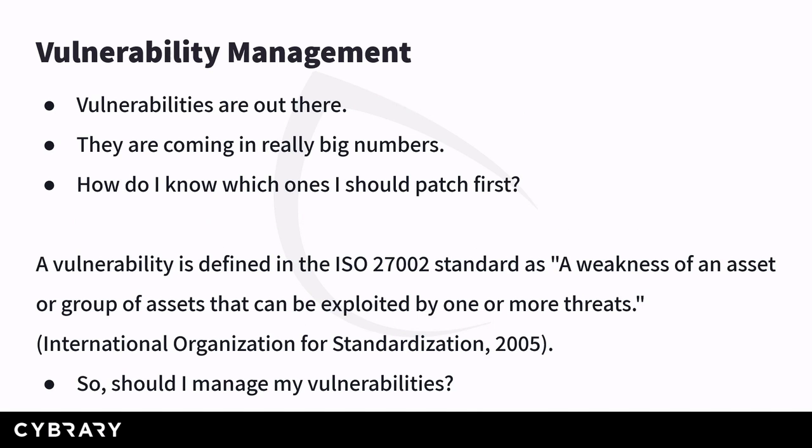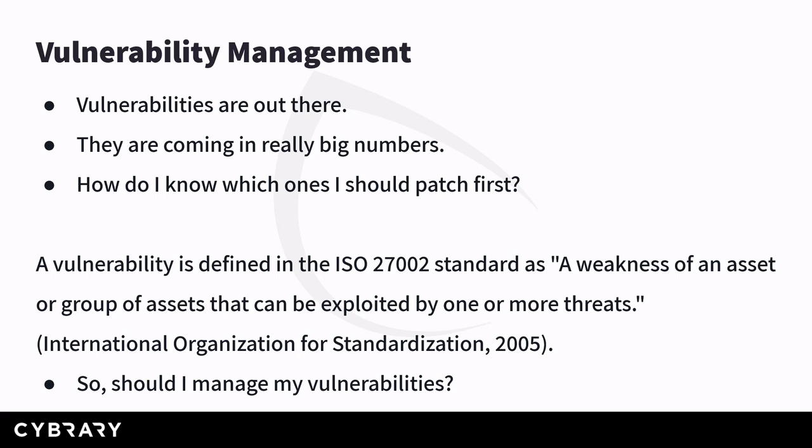Then we have the vulnerability management. This is not much of an actual unit, but a process in which the organization identifies, measures, and does something about the vulnerabilities discovered. But let's go to the concepts. A vulnerability is defined in the ISO 27002 as a weakness of an asset or group of assets that can be exploited by one or more threats. So basically, it's telling us that it is some weakness that could be taken advantage of to cause some harm to the organization.